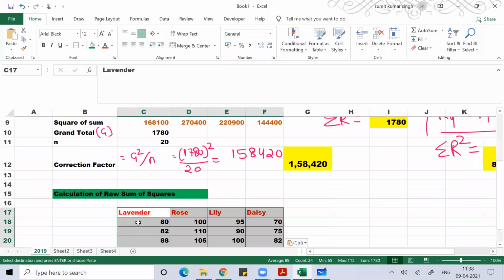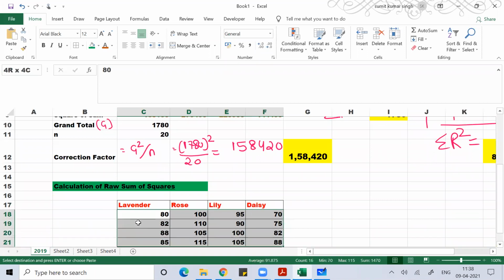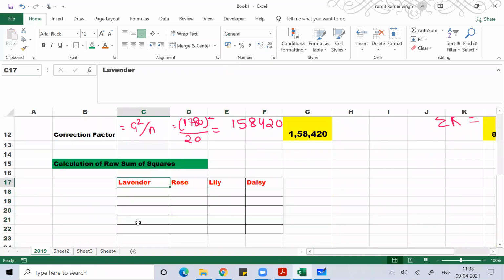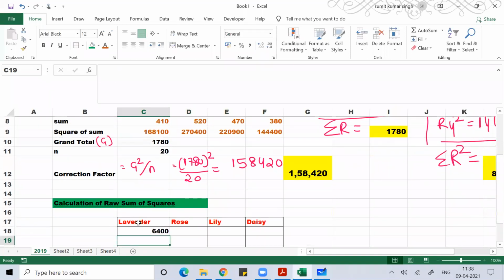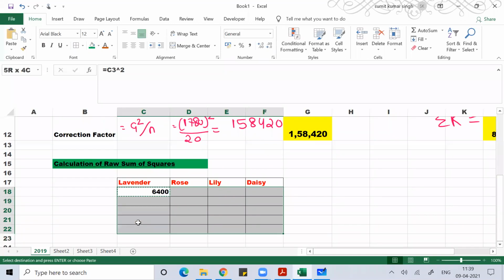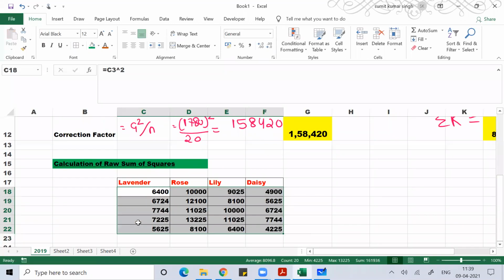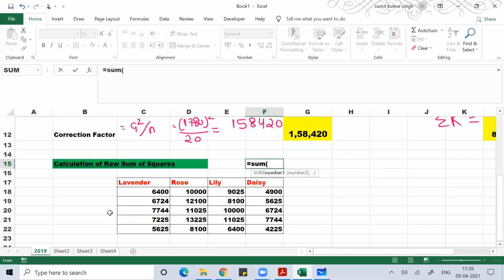That is your raw sum of square. I hope you remember, last class we did this. Whatever values are given, you simply take the square of them. The sum of these is basically your raw sum of square, 161936.